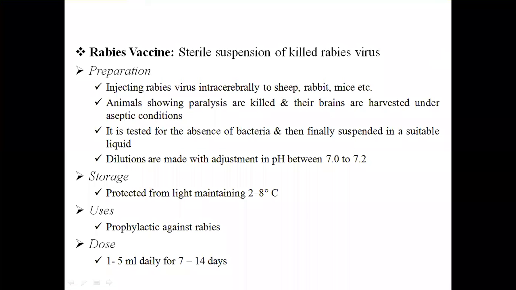Hello everyone, this is a D Pharmacy Pharmaceutics 1 class, subject code 1.1T, Unit 5. In this class, we are going to discuss rabies virus vaccines and typhus vaccines. So first of all, rabies vaccine.